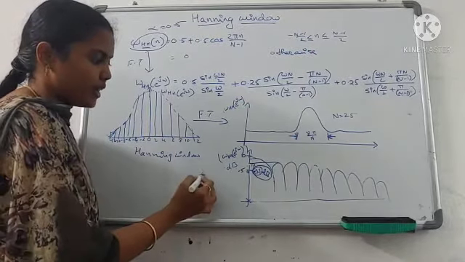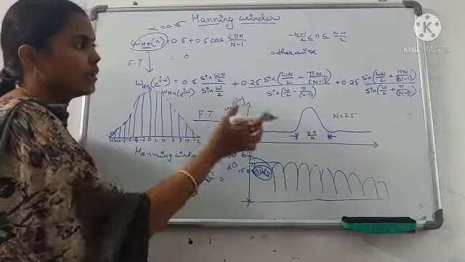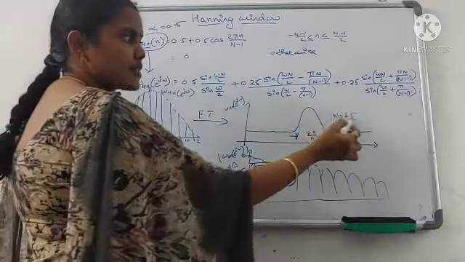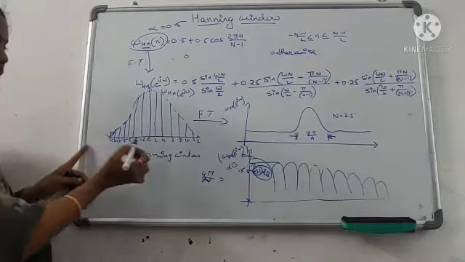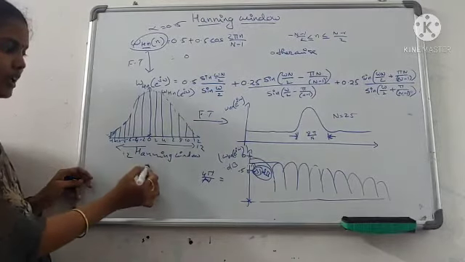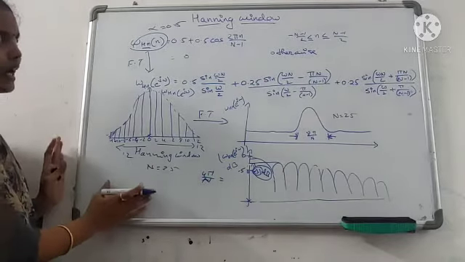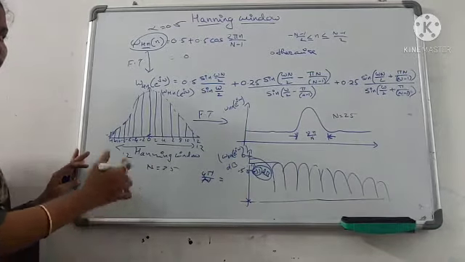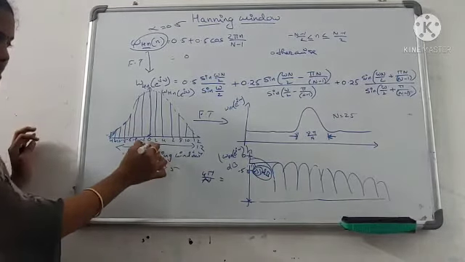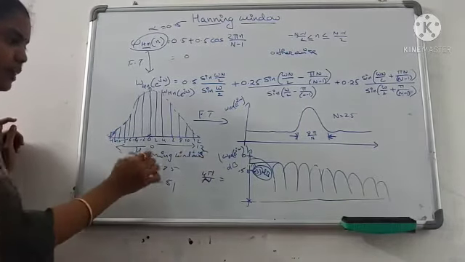In the rectangular window, the width of the main lobe is 4 pi by N, and here for the window it is 8 pi by N. The width is twice. This is for N equal to 25: the center is 0, and there are 12 on each side, total N equal to 25. This is the window technique. If you consider N equal to 51, there are 25 on each side and the middle one is 0, total 51.